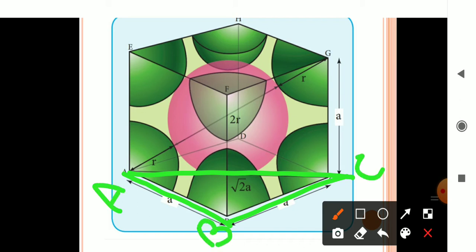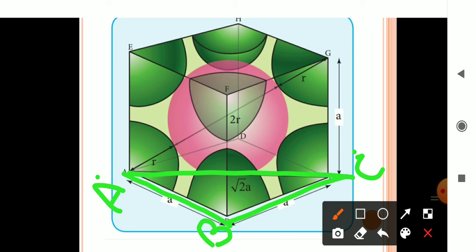Students, already you might have studied in your lower classes about Pythagoras theorem. What is Pythagoras theorem? In a right angle triangle, the square of hypotenuse will be equal to the sum of squares of the other two sides. Here, which is the hypotenuse? AC is the hypotenuse. So how can we apply Pythagoras theorem here? In the triangle ABC, AC square will be equal to AB square plus BC square. Is it clear, students? What I am telling?